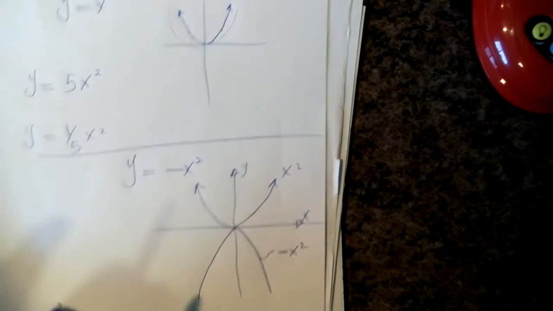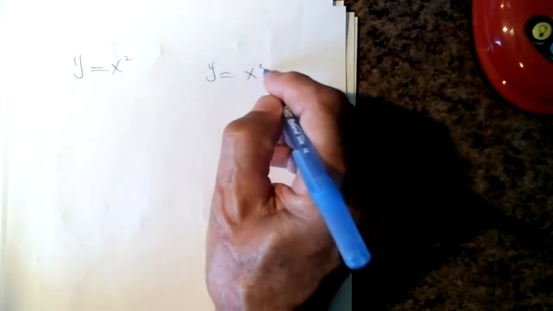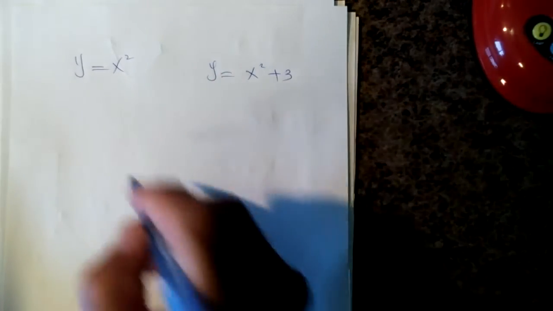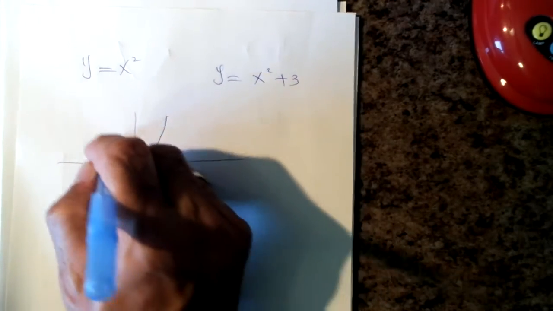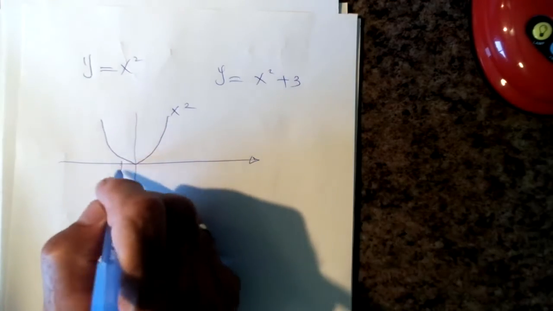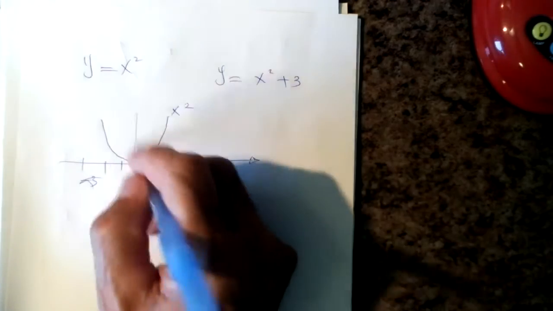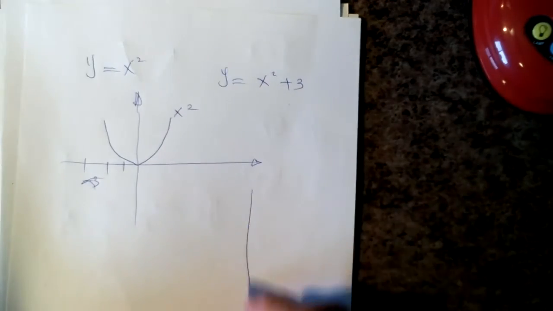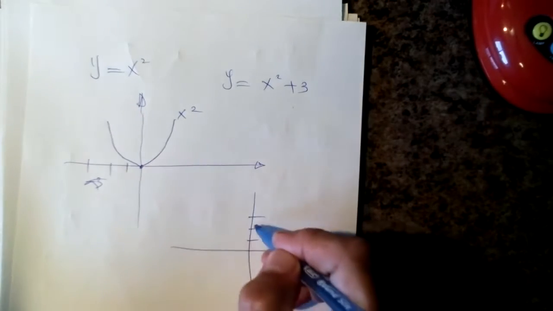Now, let's say we have a graph of y = x², and we want to find the graph of x² + 3. The graph of x² + 3 means take the graph of x² and shift it. Plus 3 is always up, shifted up on the y-axis 3 units. So it would be 1, 2, 3. So this point would move up.